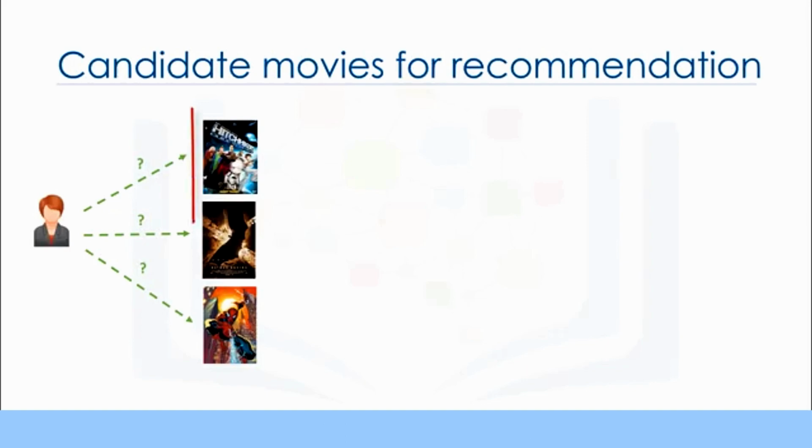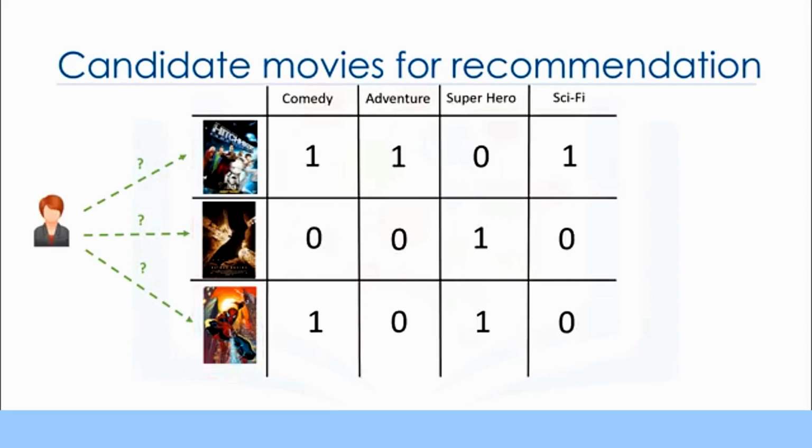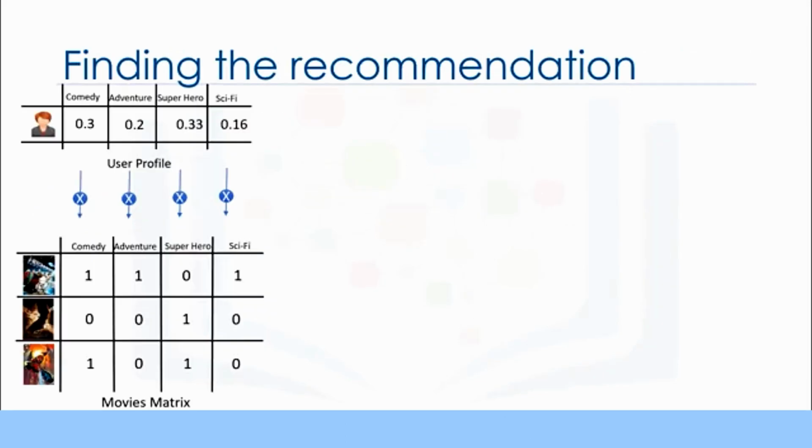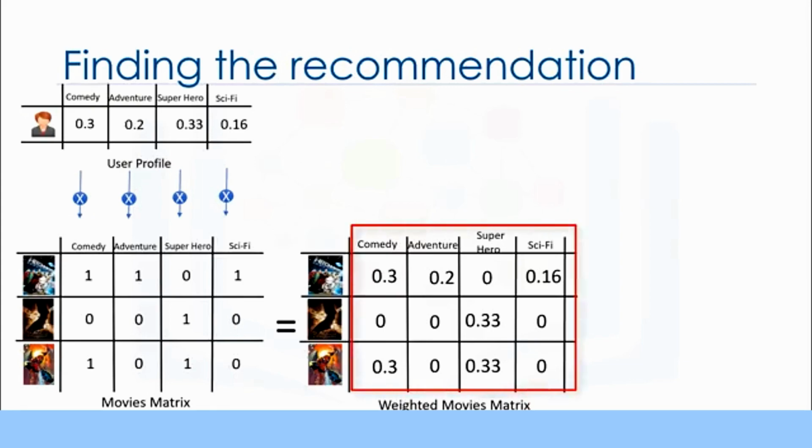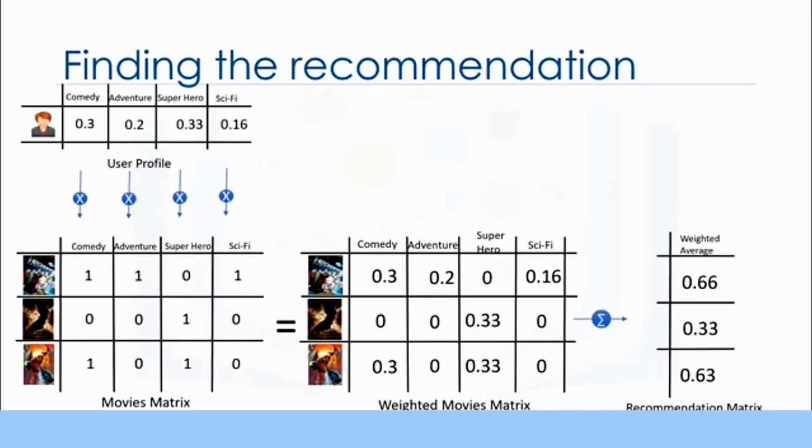Recall that we also had 3 candidate movies for recommendation that haven't been watched by the user. We encode these movies as well. Now we're in the position where we have to figure out which of them is most suited to be recommended to the user. To do this, we simply multiply the user profile matrix by the candidate movie matrix, which results in the weighted movies matrix. It shows the weight of each genre with respect to the user profile. Now, if we aggregate these weighted ratings, we get the active user's possible interest level in these 3 movies.